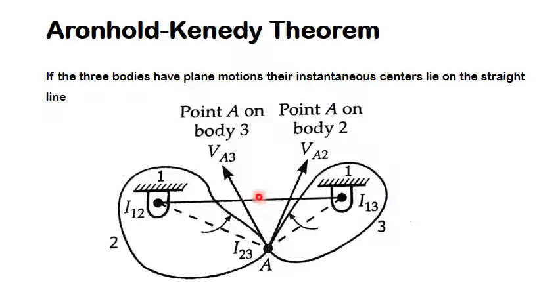will be true. That means if you draw a line perpendicular to this one, it will be the direction of velocity for I23. So for that reason, I23 must lie on the straight line connecting I12 and I13. Hence, Arnold Kennedy theorem is proved.